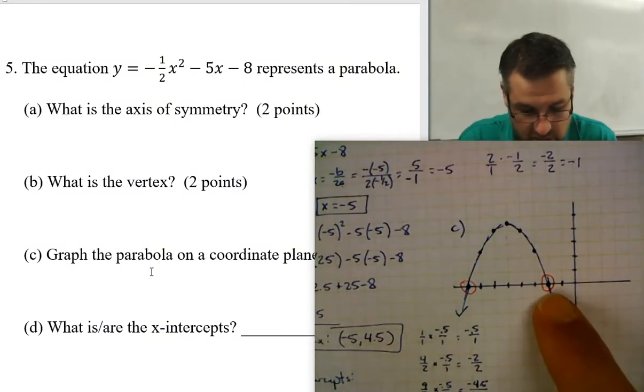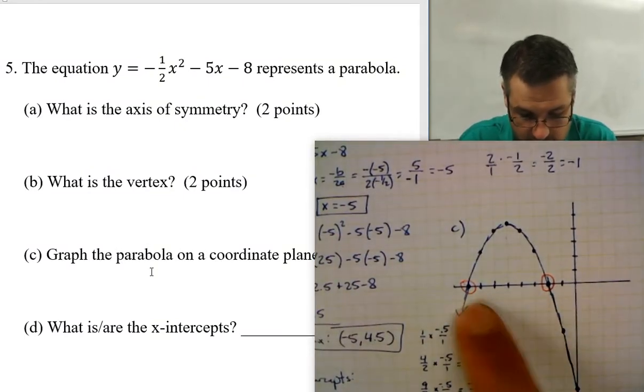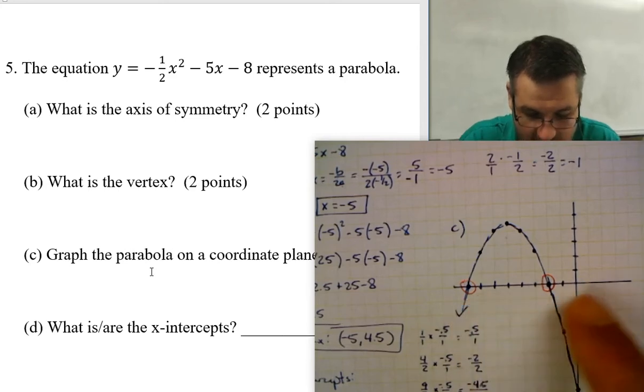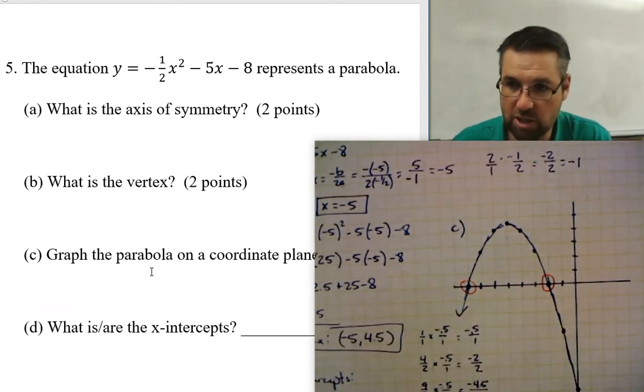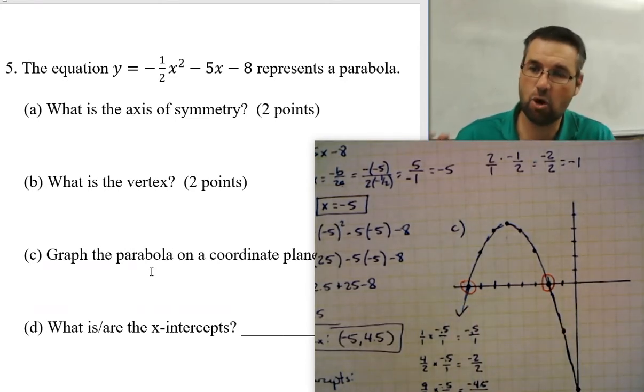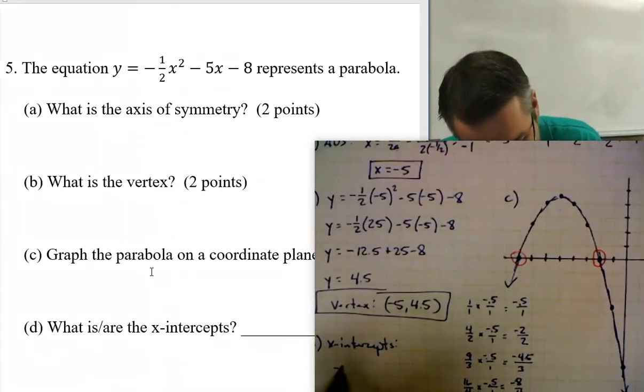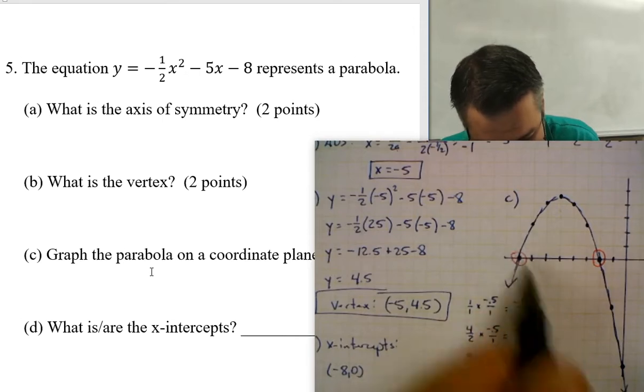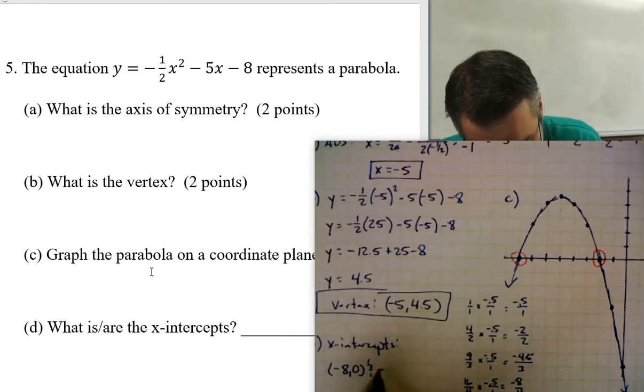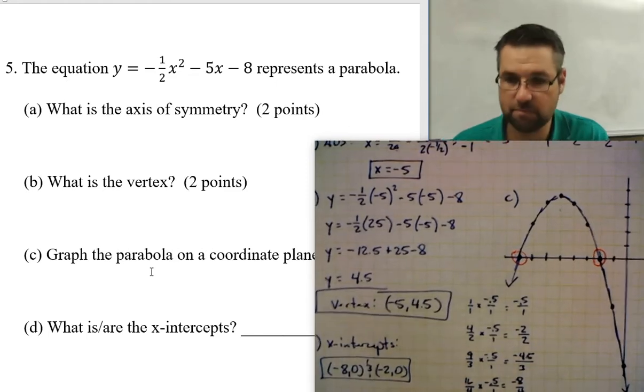Well, this one is back 2, 4, 6, 8. Is that right? 2, 4, 6, 8. And this one's back 2. So we don't want to just say -8 and -2. They're coordinates. So we're going to write -8, comma 0, right? That's that coordinate, back 8, up 0. And -2, comma 0. Those are my x-intercepts.